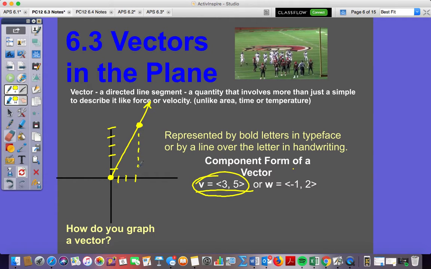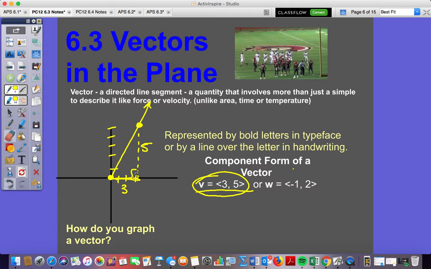Now we're getting ahead of ourselves a little bit. How would I find what the magnitude is? So this is 3. This is 5. Can someone tell me how I find the magnitude? Kennedy? Are you going to do the Pythagorean theorem? Yeah, you're exactly right. We're going to do the Pythagorean theorem to find what it would be. In this case, I think it would be the square root of 34, but we'll get into that later.